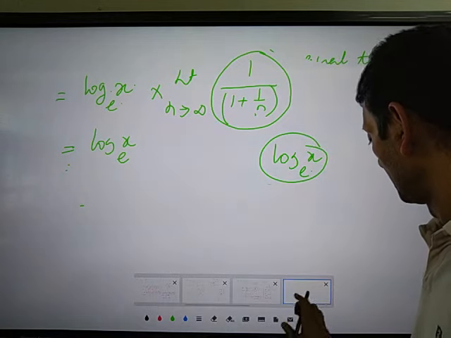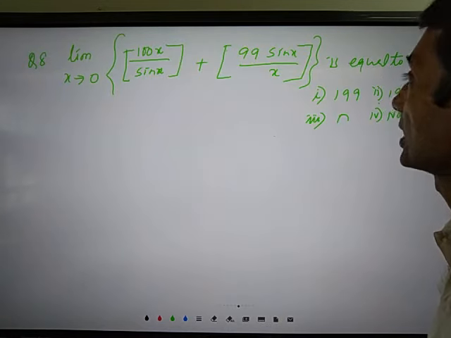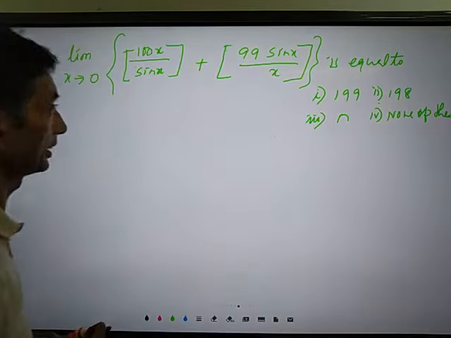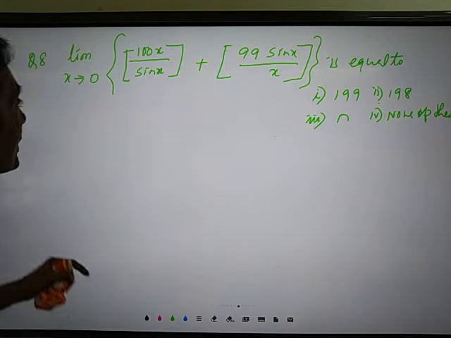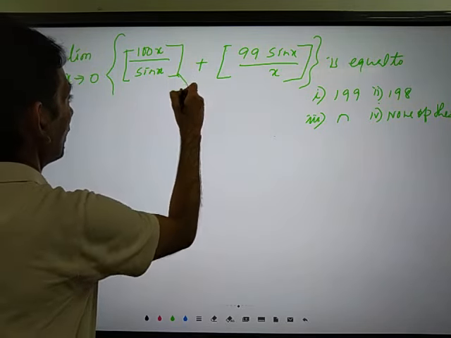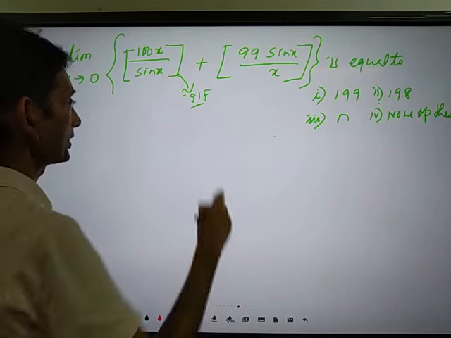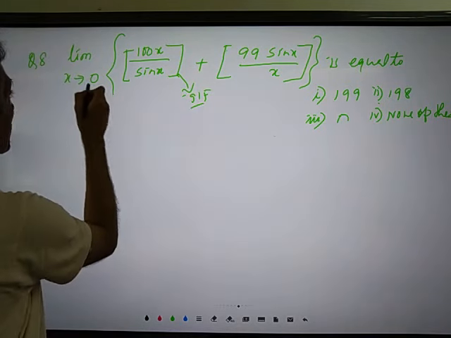What is the next question? This is question number 8. What is the question? Limit x tends to 0. This is GIF, that is, the greatest integer function.